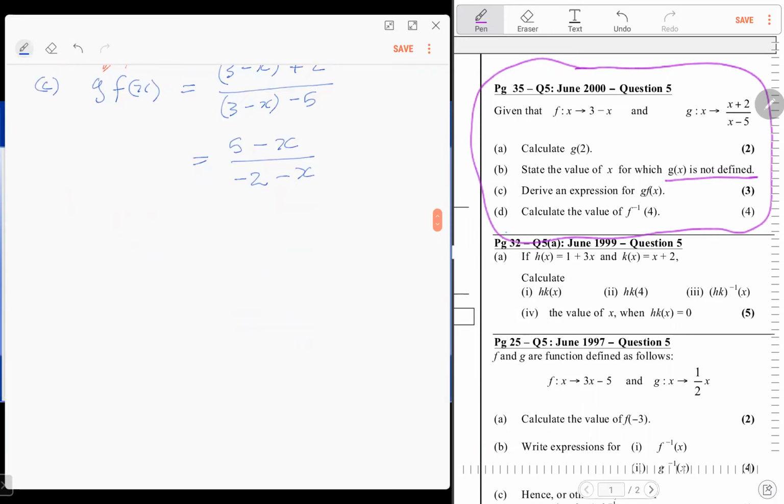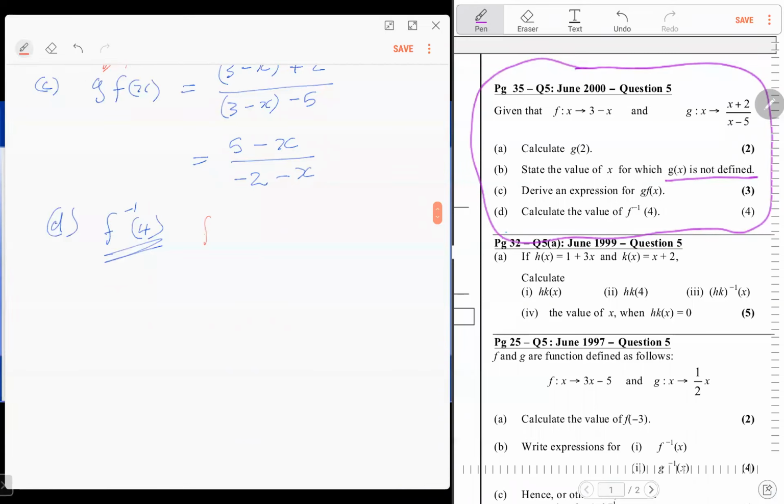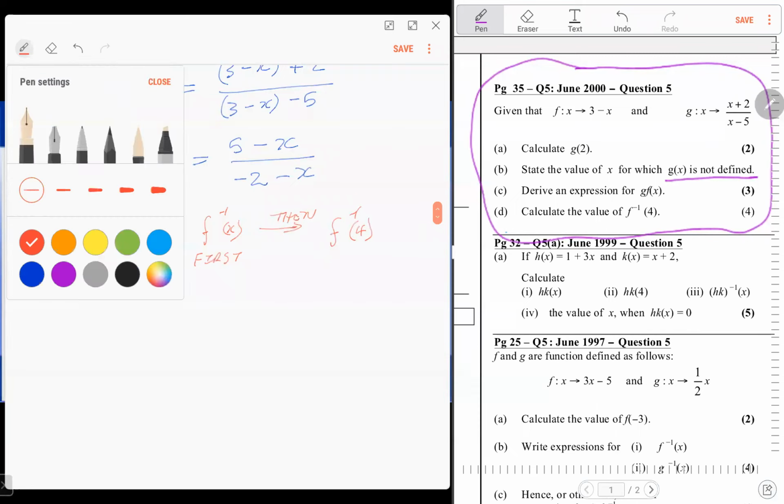All right. And then we come back to d, which is first to find f to the minus 1 of 4. To find f to the minus 1 of 4, we're going to find f to the minus 1 of x first. And then we substitute the 4 to get f to the minus 1 of 4. All right, so let's do it now.